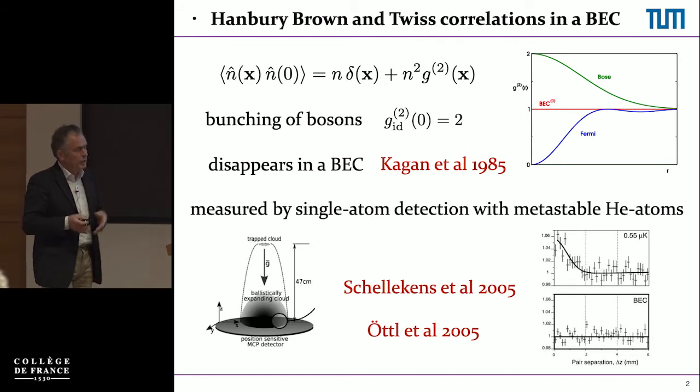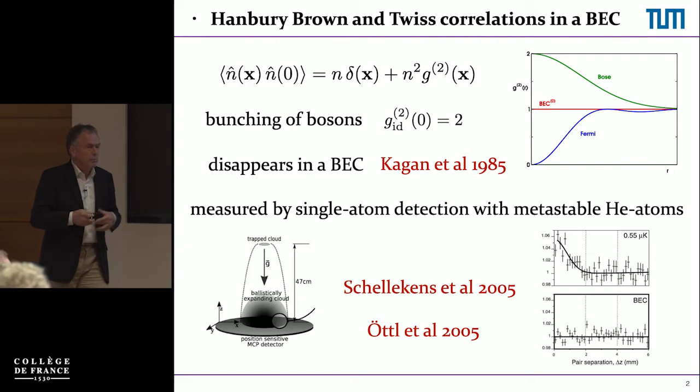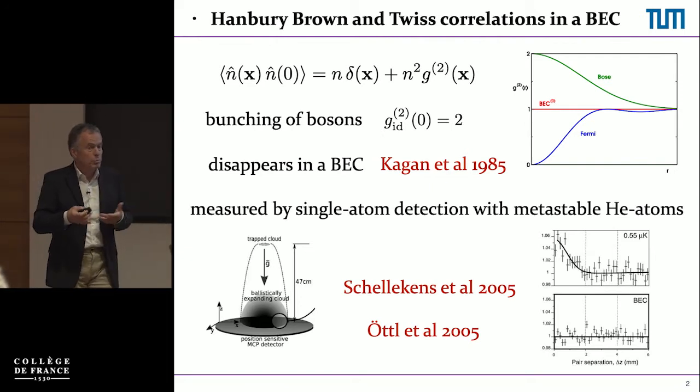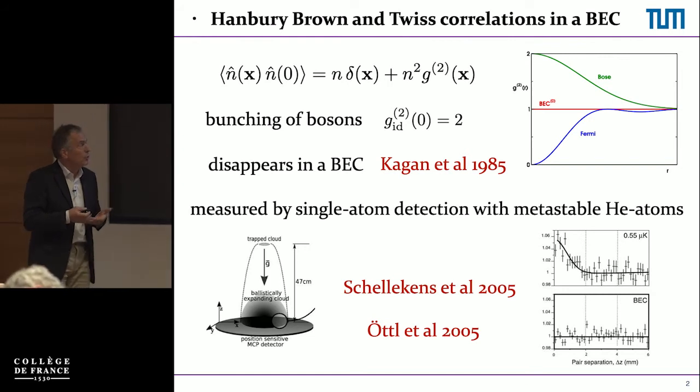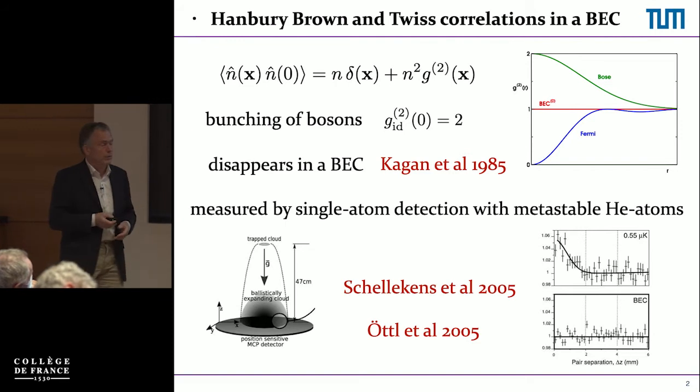So for ideal gases, this is very simple. And what I want to discuss now is what's happening with interactions. How do interactions change this picture? And can one say, in particular, something that goes beyond some weak interactions?